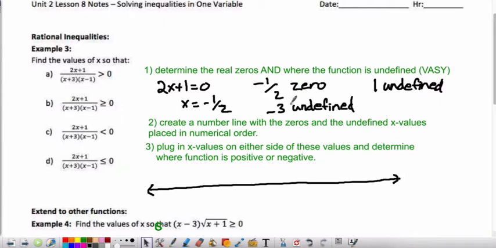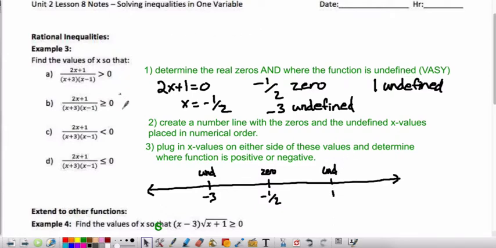All right, so we got to put these in numerical order. I'm going to start down here with negative 3. I'm going to write above it that it's undefined, so I don't forget that. Then I'm going to go to negative 1/2. And I'm going to write above it that it is a 0. And then I'm going to go to 1 and mark that as undefined.